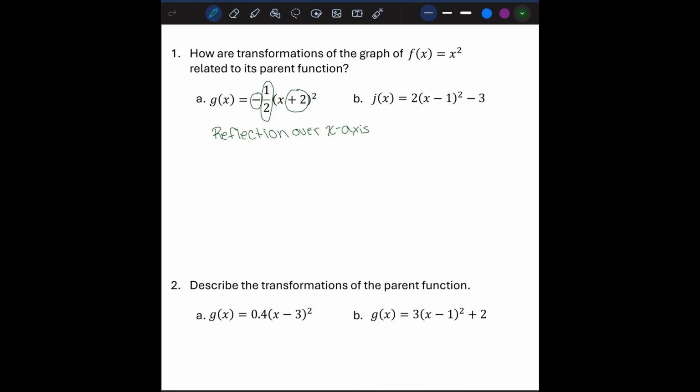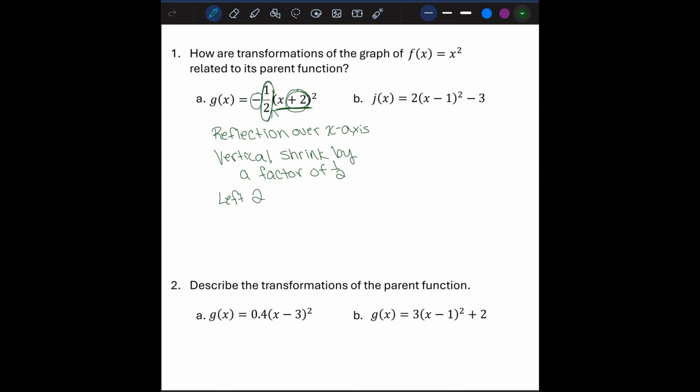Okay? When I multiply by 1/2, again, that's on the outside. So multiplying by a number gives me a stretch or a shrink. Since it's on the outside, I know that this is going to be a vertical. Since it's less than 1, that would be a shrink by a factor of 1/2. And then inside the grouping symbols, I am adding 2. So that means I'm going to move left 2.